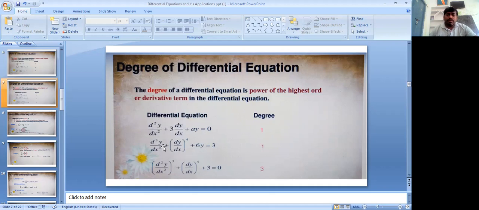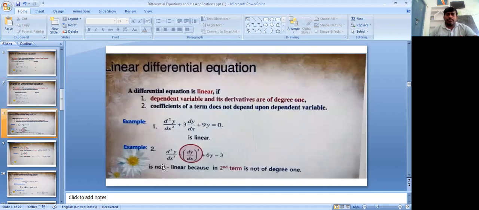Second example: d³y/dx³ + (dy/dx)⁴ + 6y = 0. Again, the first and second terms involve derivatives. The highest order is in the first term, that is d³, so the order is 3, and its power is 1, therefore the degree is 1. So what is the order? The order is 3. Don't write order is 1, degree is 4, because our aim is to find the highest order.